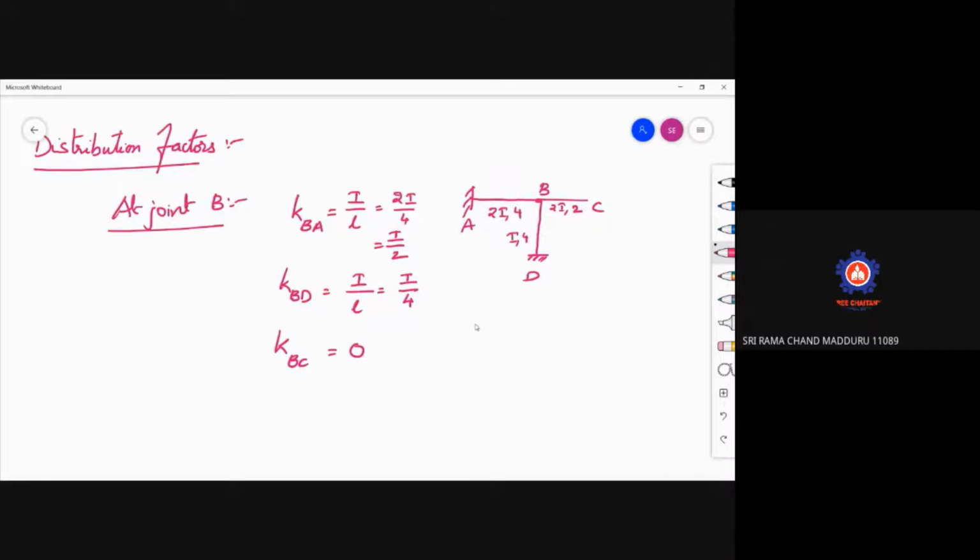So when relative stiffness is there, now writing down the distribution factors. For BA it is equal to KBA by KBA plus KBC plus KBD. So the relative stiffness of BA is I by 2 by I by 2 plus 0 plus I by 4. So you will get the value as I by 2 by 3I by 4, which is 2 by 3. Just check this one. The distribution factor for BA will be 2 by 3.